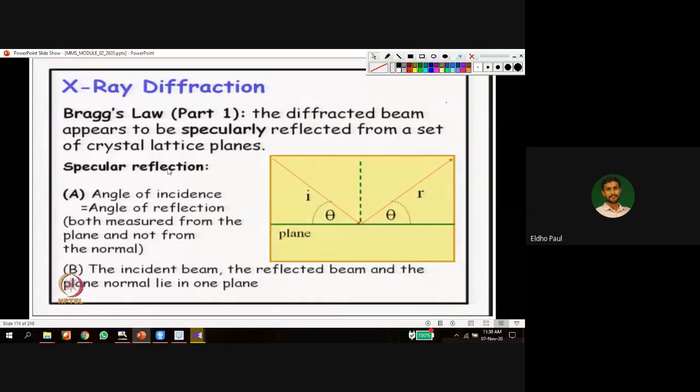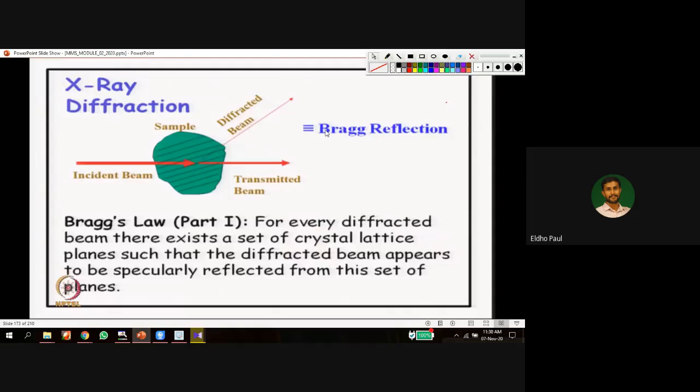So because of that, we can consider this as a specular reflection. So that is the first Bragg's law. The diffracted beam can be considered as a reflected beam.